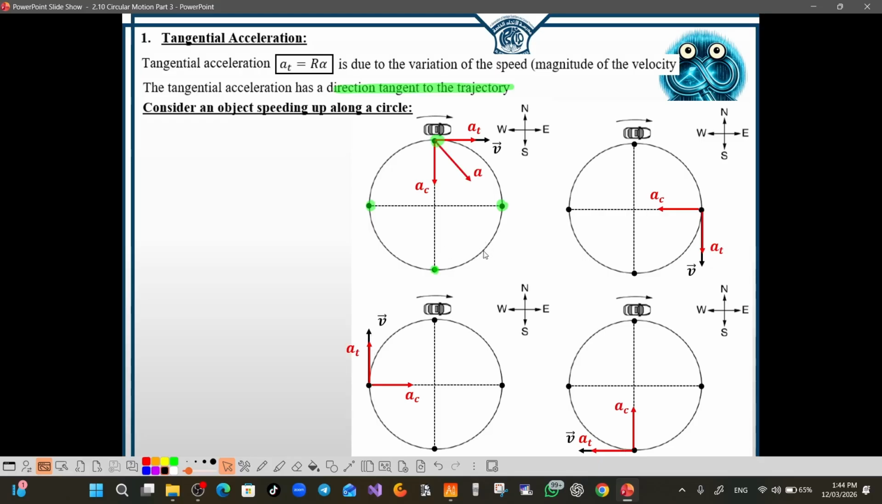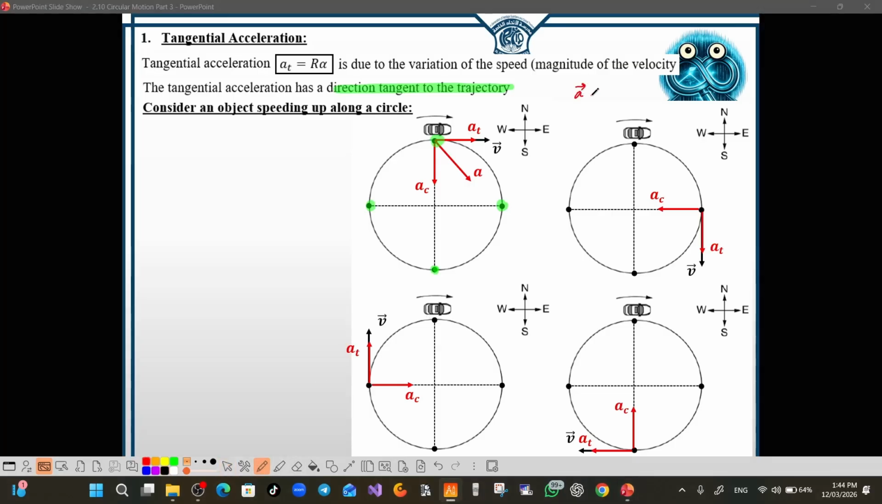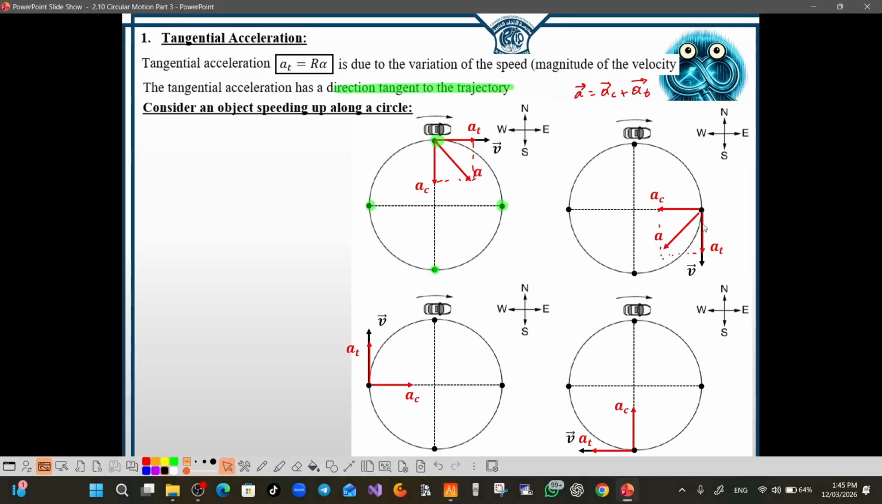Now, what will be the direction of the acceleration vector? Remember that the acceleration vector is the vectorial sum of the centripetal plus the tangential. Since the centripetal direction is toward the center, and the tangent is to the right, if we complete the rectangular shape, the diagonal will represent the acceleration vector. Also here, the diagonal will represent the acceleration vector, and the acceleration vector here is like this and like that for this situation.